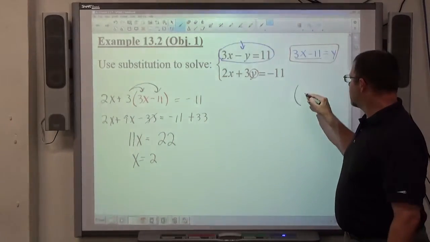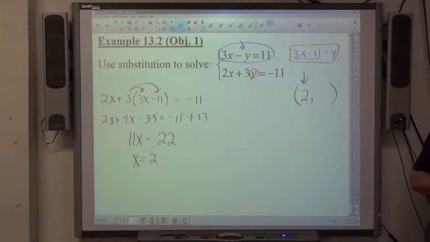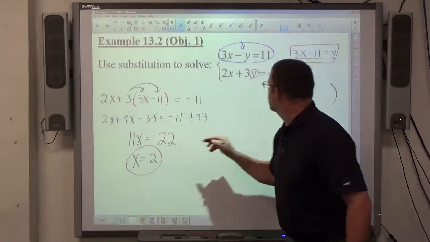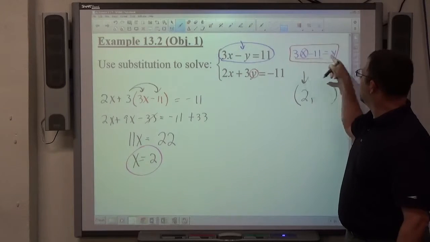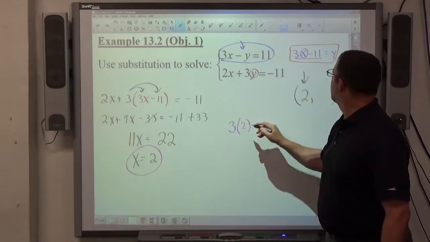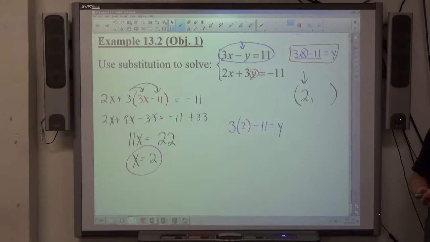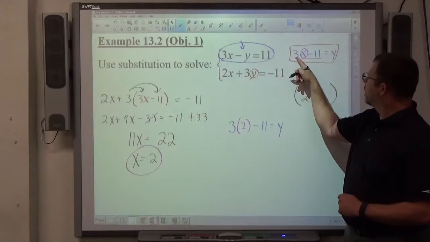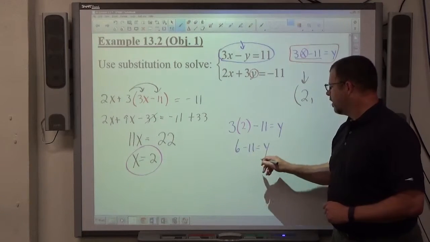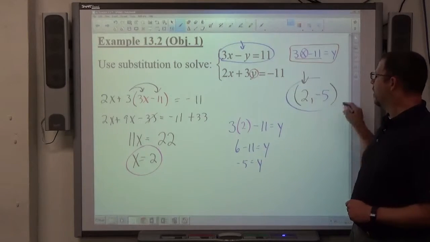I'm looking for an ordered pair. 2 comma something now. This time we found x first, so I'm putting that in the x position. In order to find out what y equals, this x equals 2. There's an x. So I'm going to take this expression here. It says 3x, changing x into a 2, minus 11 equals y. Again, just another substitution. X equals 2, x is right there, 3 times 2 instead of 3 times x, minus 11 equals y. That's 6 minus 11 equals y, so that means negative 5 equals y. So y is negative 5, we found both x and y, we have our answer.